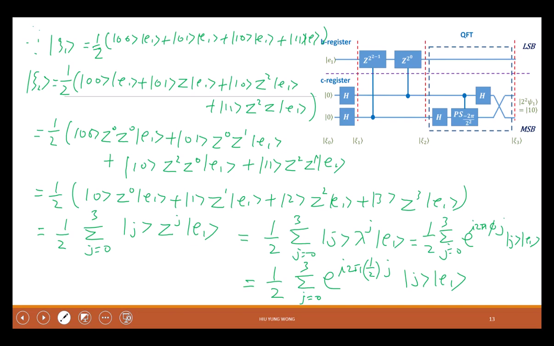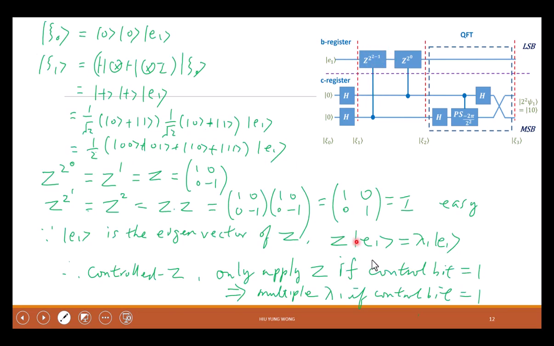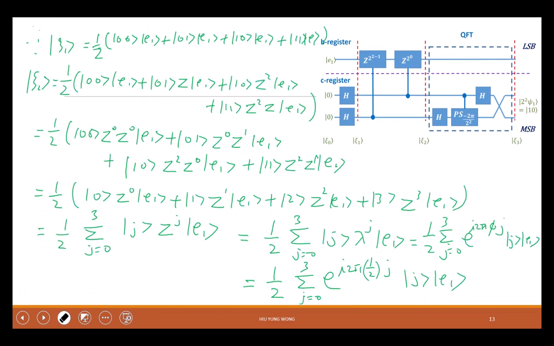Exactly. That is only the case when the eigenvector is E1. 1/2, 1/2 as phi is because we input E1. And that is what we are trying to show you here, right? Because I input E1, and because this E1 is the eigenvector of Z, Z applied to E1 gives lambda. Here I call it lambda 1, but let me just call it lambda, because later I will just call it lambda.